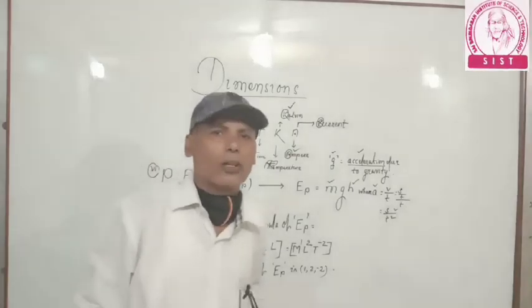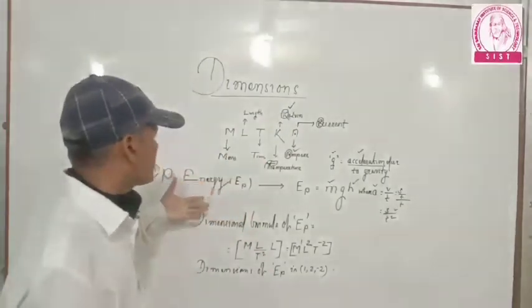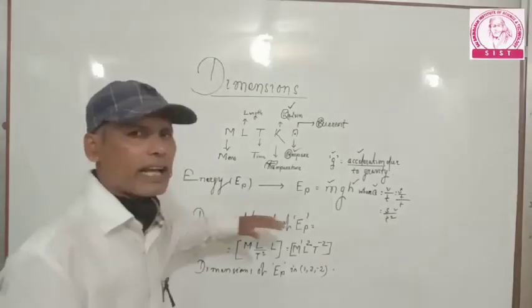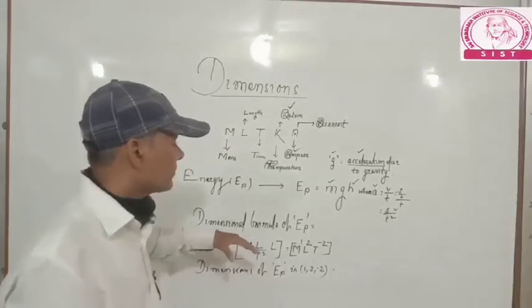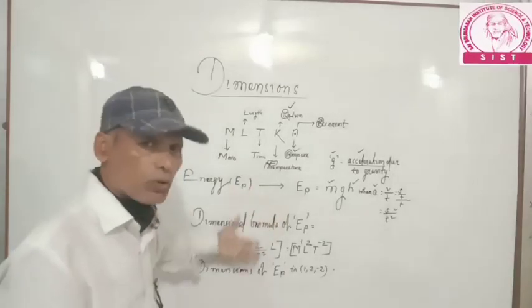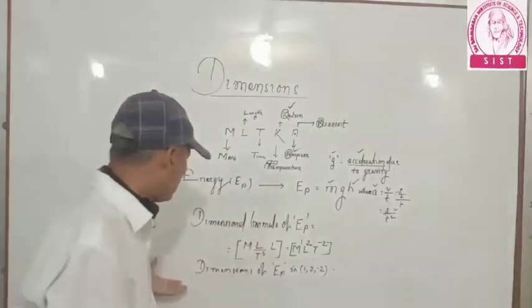Okay, all the best. You just practice some of the physical quantities that I have not expressed today. You just go on finding at least 2 to 3 more physical quantities. What will be its dimensional formula and what will be the dimensions?